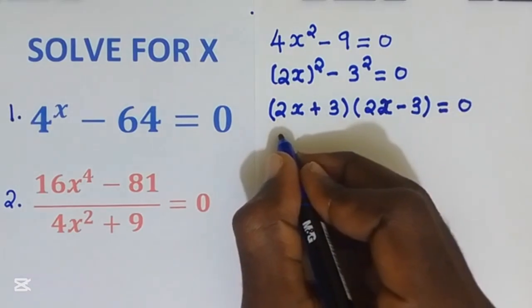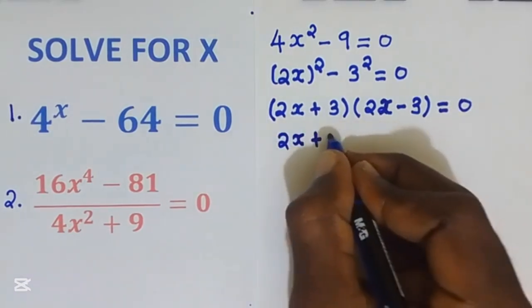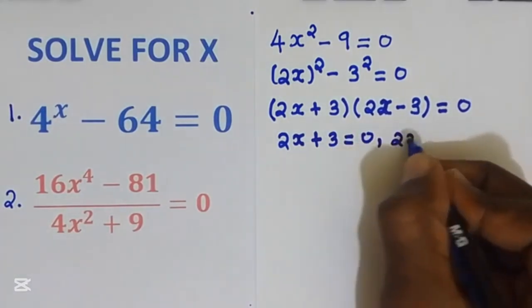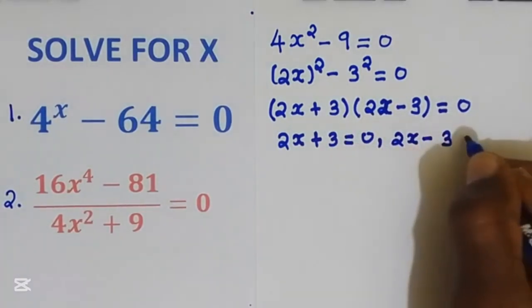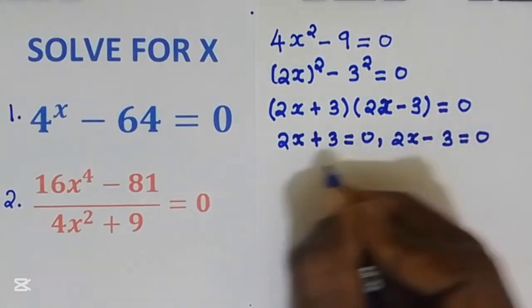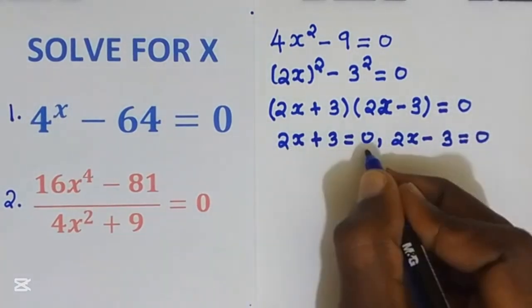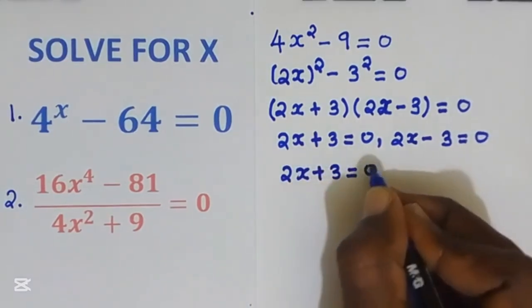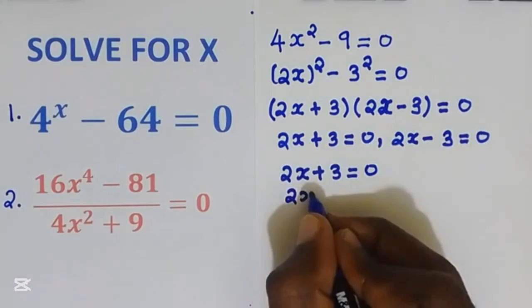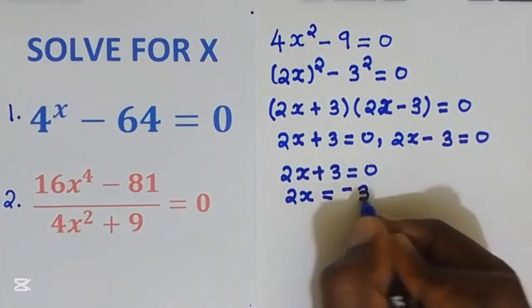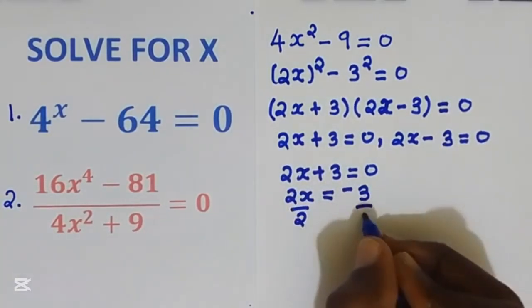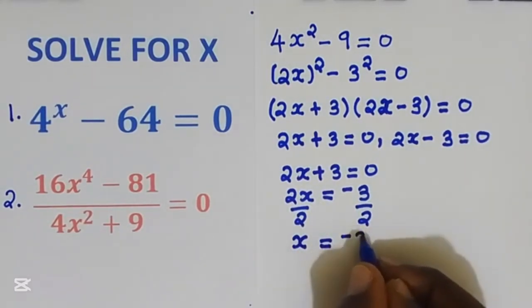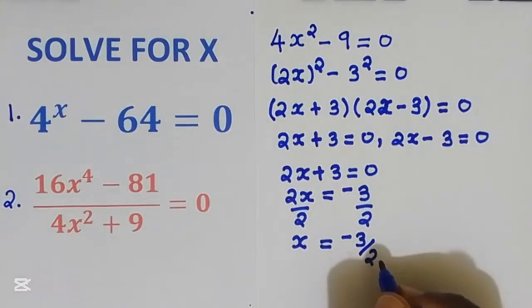That is 2x plus 3 is equal to 0, and 2x minus 3 is equal to 0. Let us solve for x. For the first one, 2x plus 3 is equal to 0. That is 2x is equal to minus 3. I'll divide by 2 on both sides. I'm going to get x is equal to minus 3 over 2.